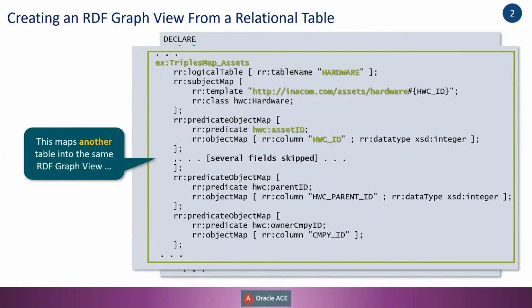I'm going to do the same thing with another table called hardware that has a bunch of hardware assets. Oh, one other thing, very important. Notice there I have HWC ID, RR data type, XSD integer. What? Yeah, by default in a knowledge graph, all elements, if you will, are string, unless you say otherwise. So in this case, I'm saying HWC ID is integer. Parent ID is integer. Company ID, nothing stated. It is therefore string. There's also date data types and timestamp data types.